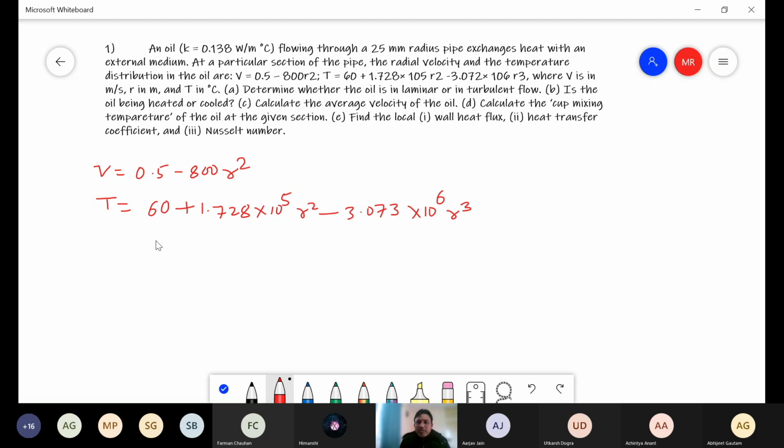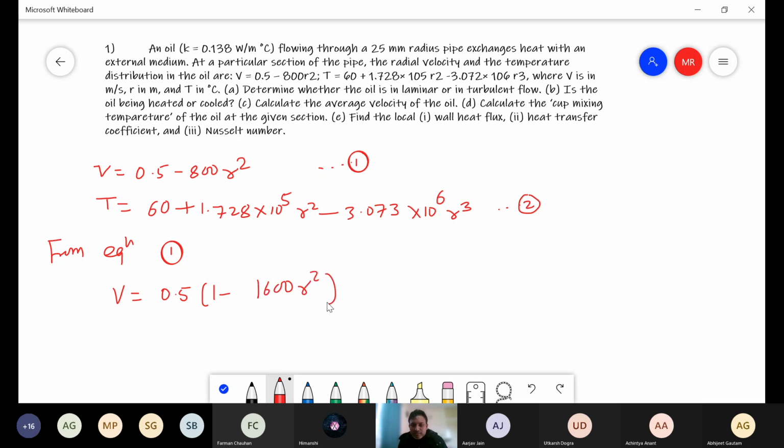Okay, now what is the question one? Determine whether the oil is in laminar or in a turbulent flow. That is what we have to determine. Now in this case, let's say this is equation 1, this is equation number 2. From equation 1, we can represent this equation as, we can take 0.5 common, 1 minus 1600 R square. Do you all agree? Yes or no? Yes, sir.